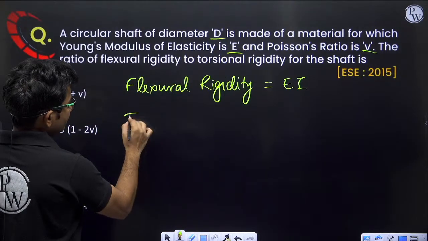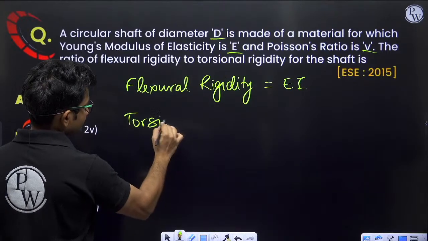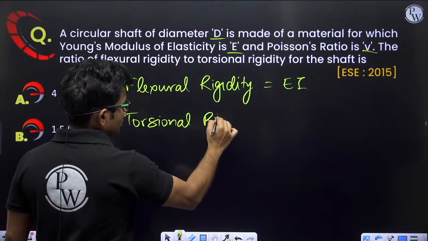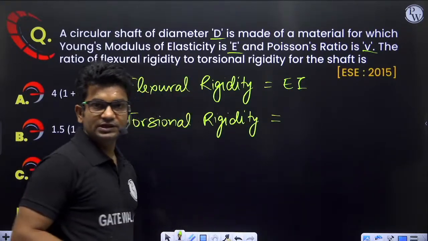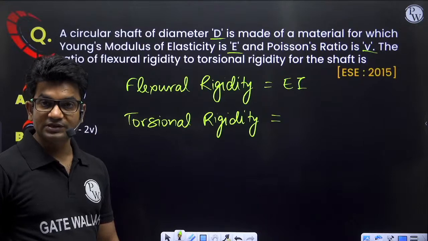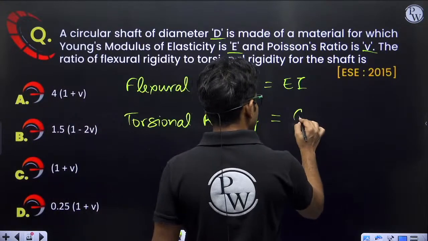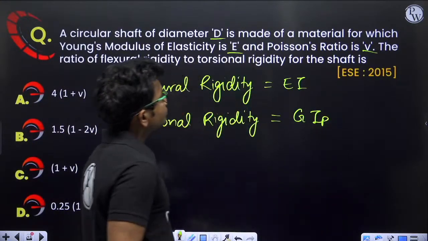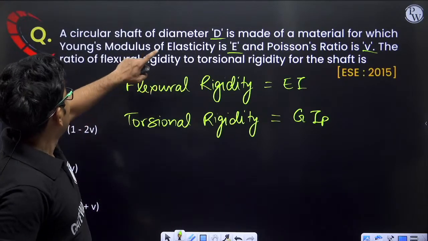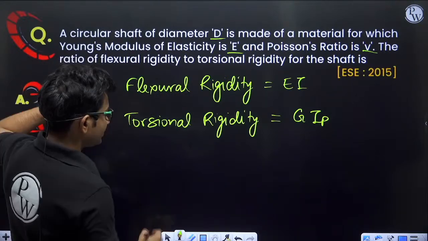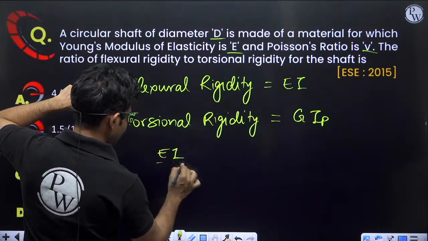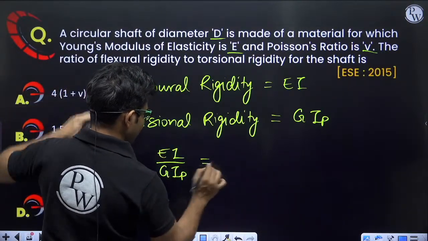Okay, torsional rigidity. What is torsional rigidity represented by? Torsional rigidity is represented by GIP. Now the ratio of flexural rigidity to torsional rigidity, so EI divided by GIP. That we have to find out.